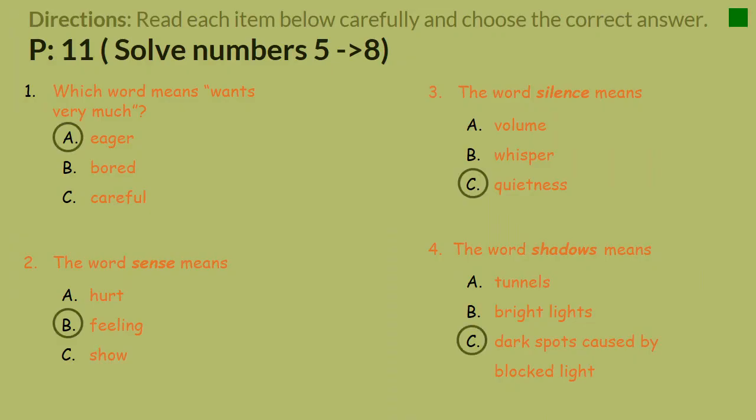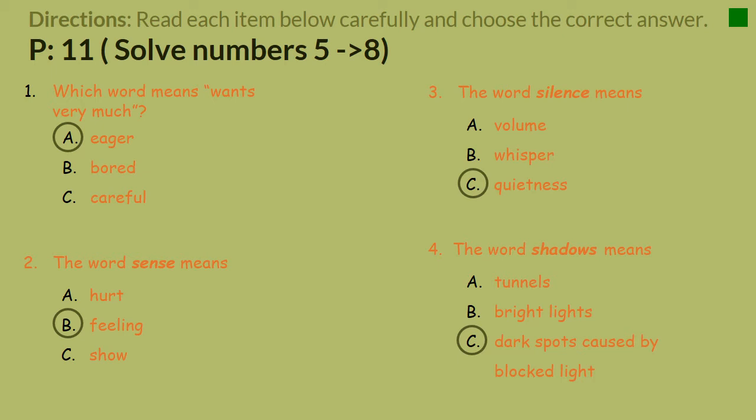Now it's time to practice. We have to read each item below carefully and choose the correct answers. Here we have numbers 1, 2, 3, and 4. You have to solve numbers 5, 6, 7, and 8 in your book on page 11.